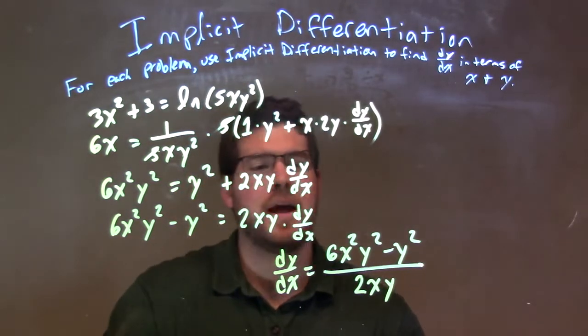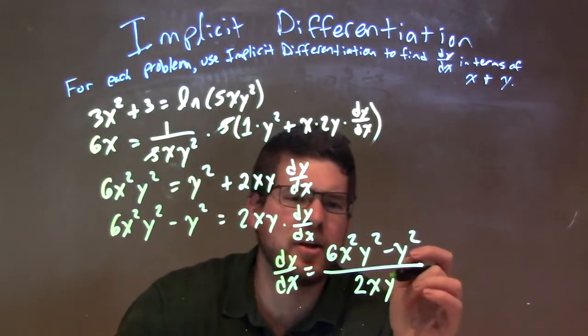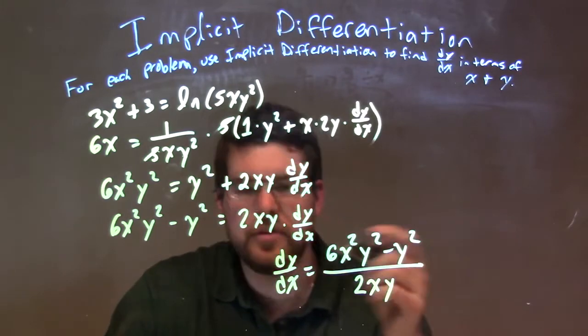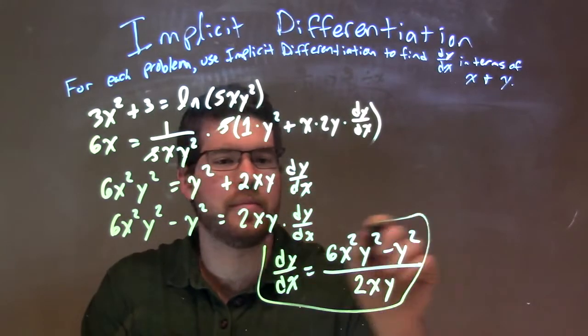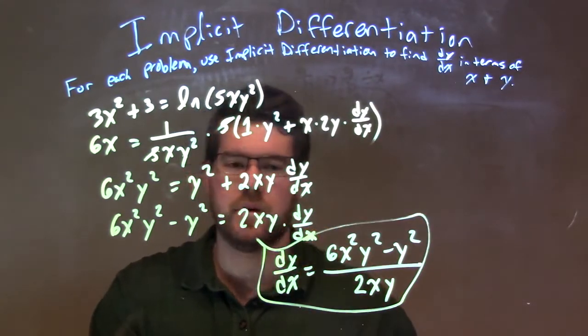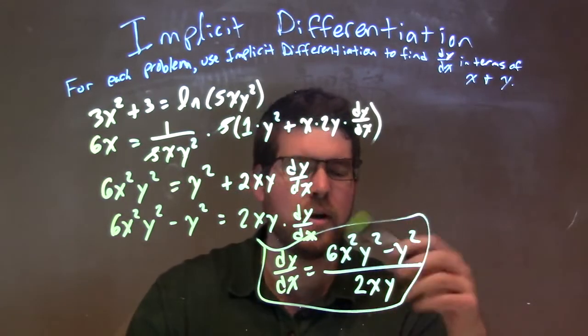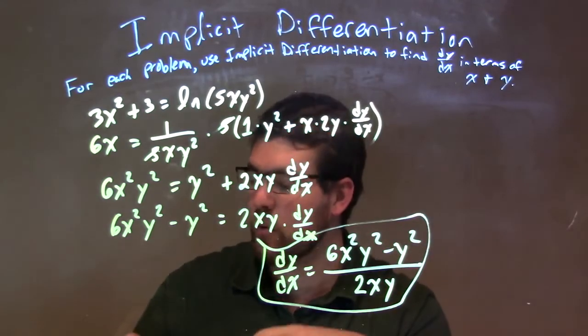And there we have it. Now, you could simplify this a little bit. The y's can cancel out some of those. Up to you. I'm pretty much fine as it is. So here we are. Oops, kind of cut through that x. It's all good. But our final answer, dy/dx, is equal to 6x squared y squared minus y squared over 2xy.